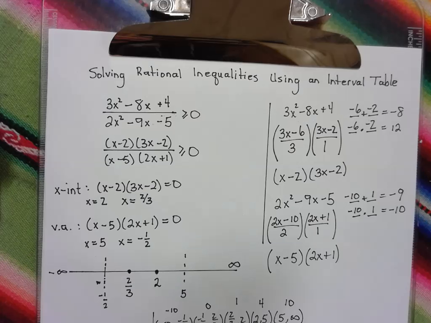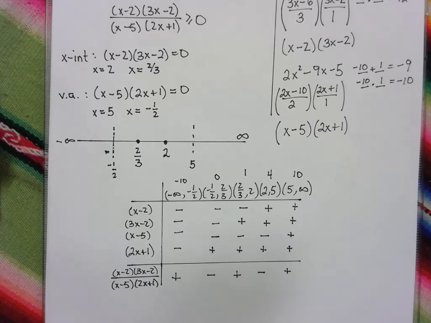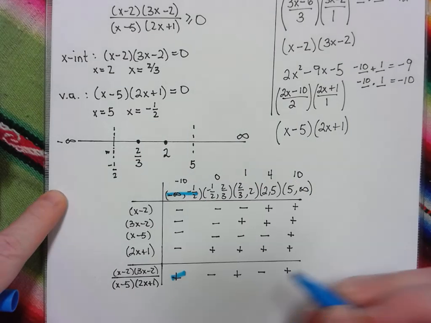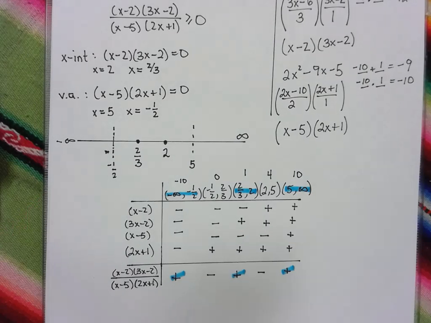So now if I go back to the beginning, I'm trying to see when my inequality is greater than or equal to 0. So that's going to happen wherever I have positives. So here is a positive, so that is in this interval. Here is a positive, that is in this interval. And here is a positive, and that is in this interval. Now, I'm going to have to be really careful.